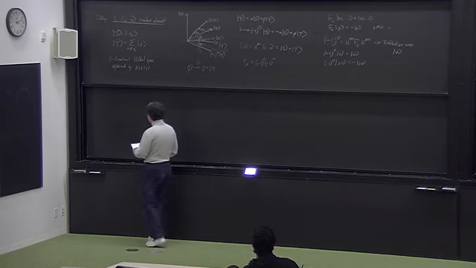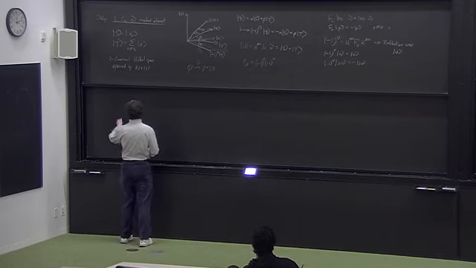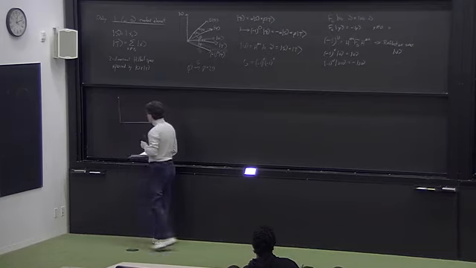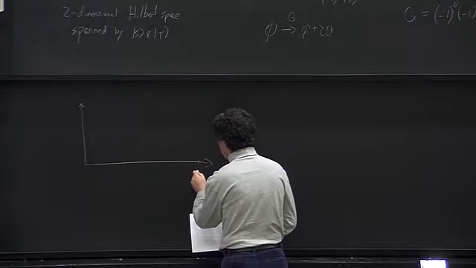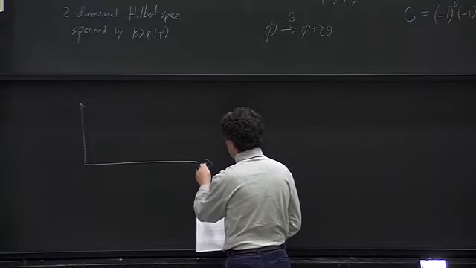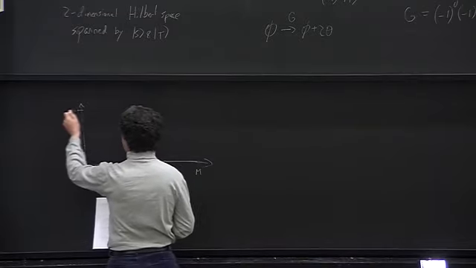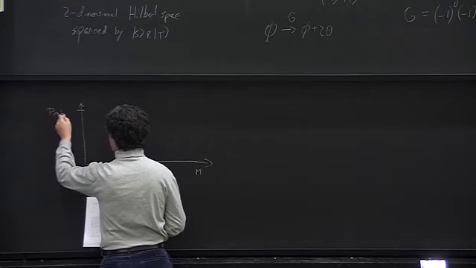So let me try to present it this way. So suppose we don't know what m we should pick. So this is the m axis. And here we have the probability of success.